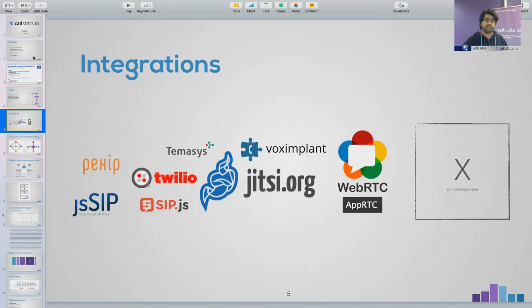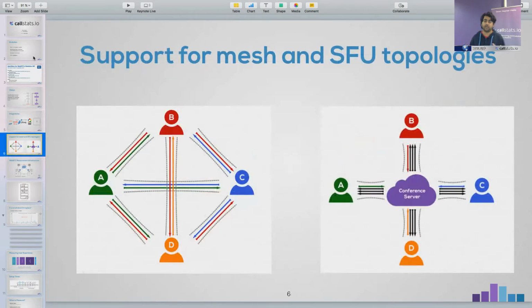So because we have so many integrations, we actually support a multitude of topologies. So both the mesh, so you have companies that do not have a server component, and then they get 2, 3, 4, 5 people in a call, and they're all sending data to each other. Or you have a conference server, which may be like an audio gateway or a video gateway or both. It may be an MCU where it might be scaling the video, or maybe an SFU where it's selectively forwarding. And we've got integrations with all of these components in some way.